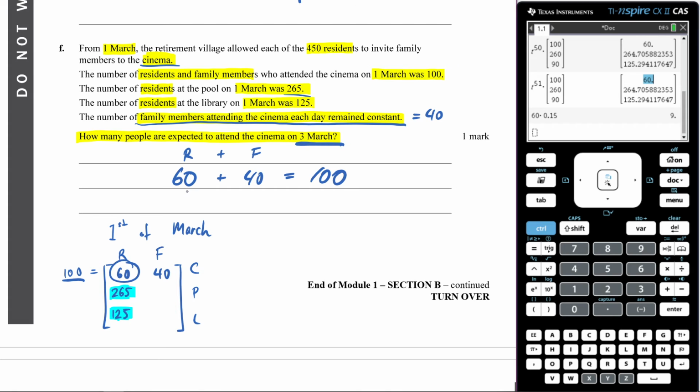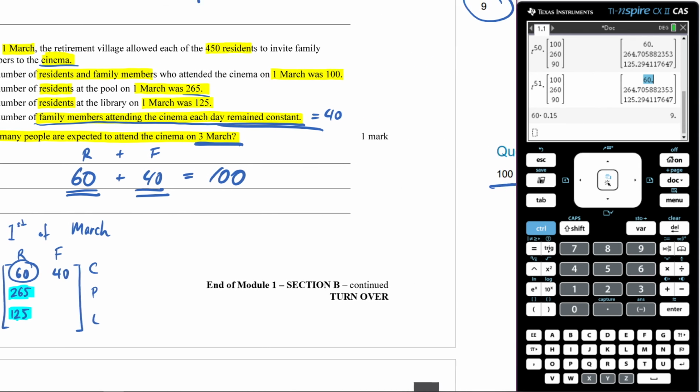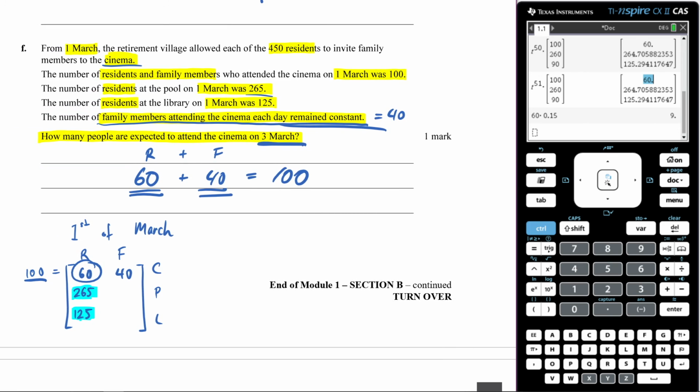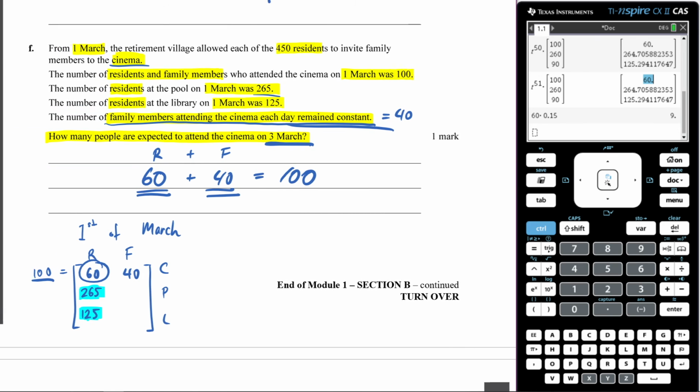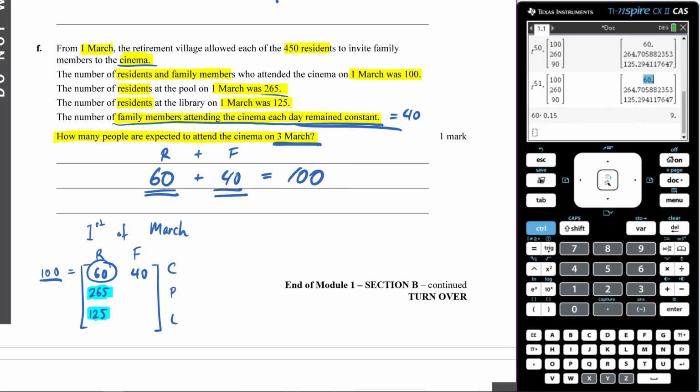Going forward any further is not going to change the amount of residents, and we've been told that the amount of family members remains constant. So it's just 60 plus 40 is 100 there. That is how I thought this question through. If you can think of a simpler way to think it through, let me know. But that's what I did.